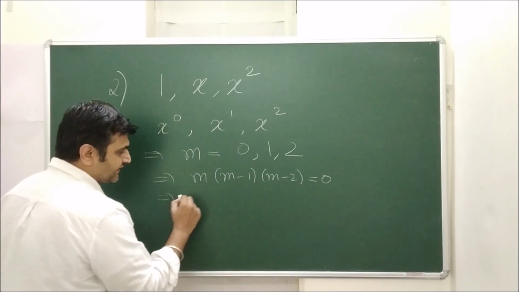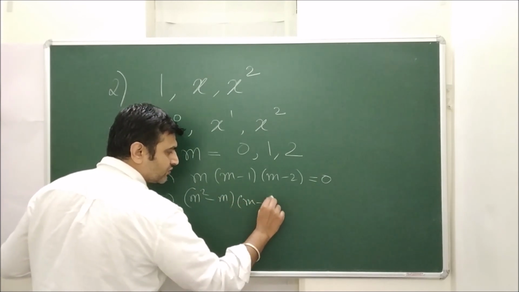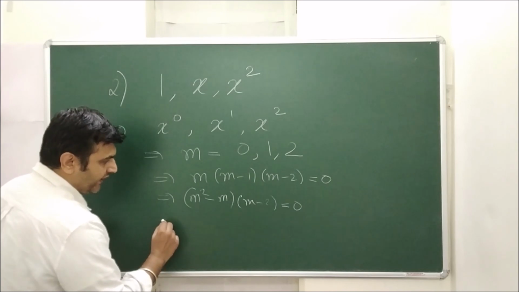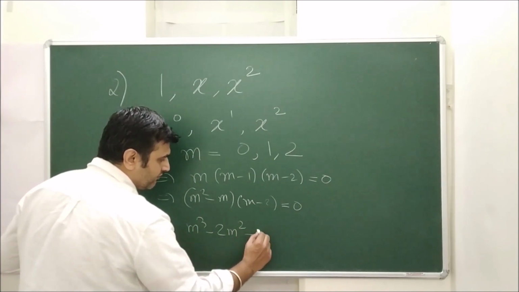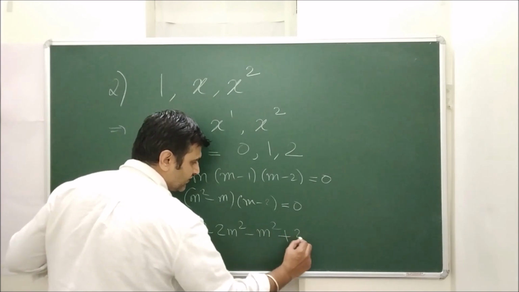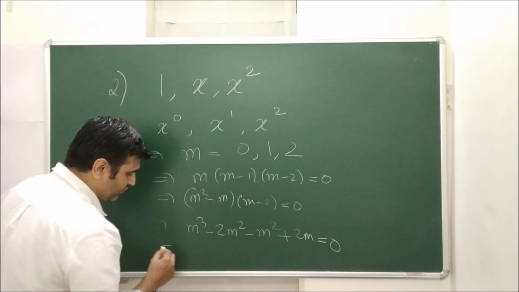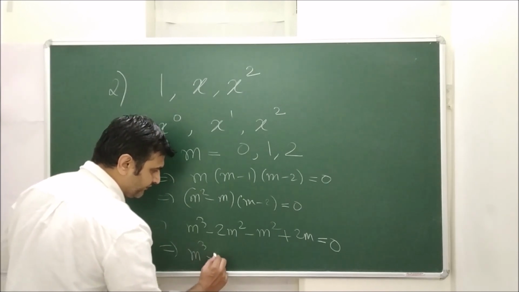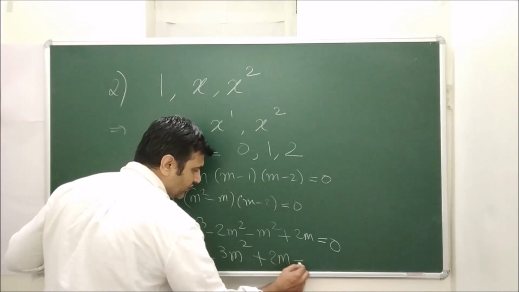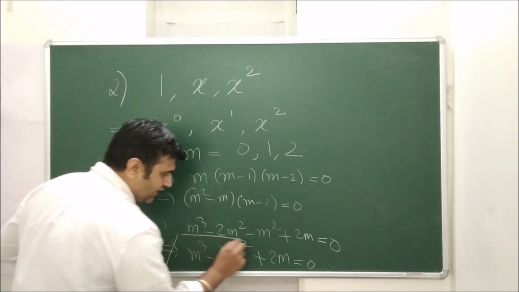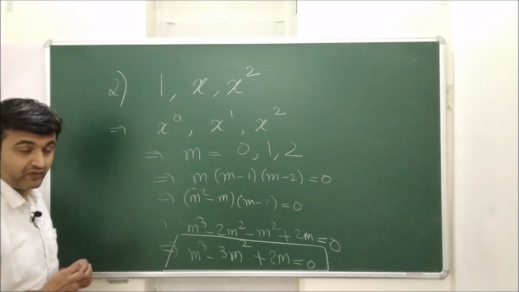When we expand this, it is m square minus m into m minus 2 equals 0. And what is this? This is m cube minus 2m square minus m square plus 2m equals 0, and this is nothing but m cube minus 3m square plus 2m equal to 0. So this is the auxiliary equation for the Euler Cauchy of order 3.